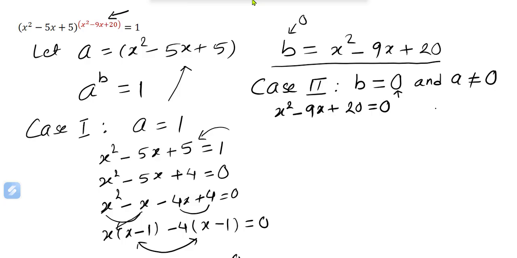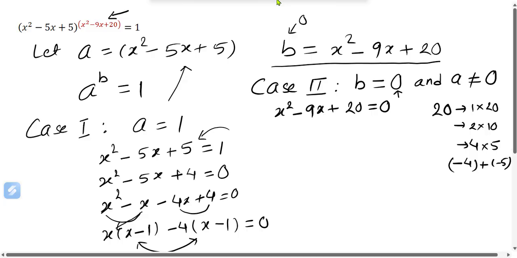Now we factorize, use the factors of 20 to get 9. So the first factor, we can say 1 times 20. We don't get 9 from here. 2 times 10, not possible. We are looking for the factors of 20 that can make minus 9, negative 9. So next factor is 4 times 5, which is 20. So to get minus 9, we say minus 4 plus minus 5, and this is equal to minus 9.